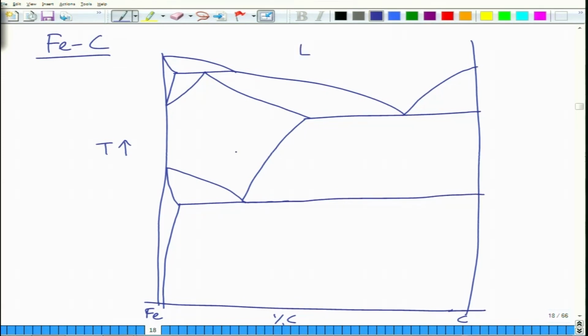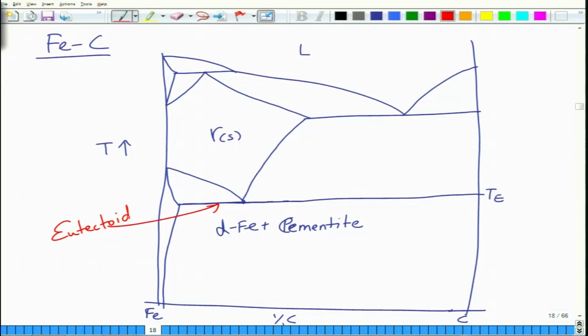so you have liquid phase here. This is gamma solid phase. This gamma phase converts at this temperature, which is the eutectoid temperature, to two phases called alpha iron plus cementite. So, this is the eutectoid reaction here. At this temperature, liquid converts into what we call, this is liquid plus gamma, this is liquid plus Fe3C, and what you have here is gamma plus Fe3C.